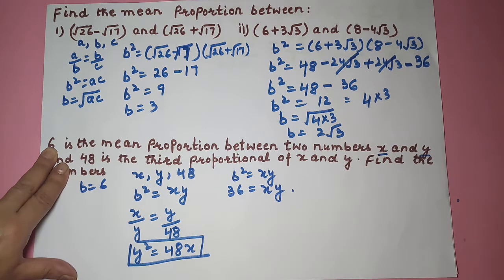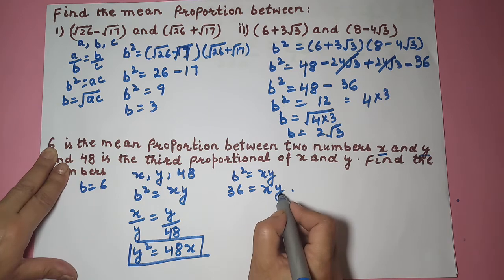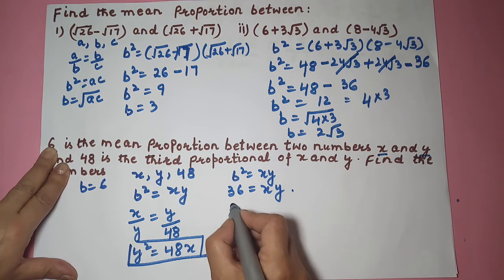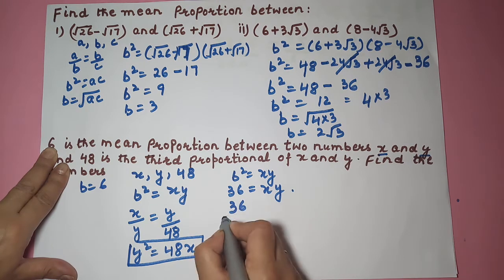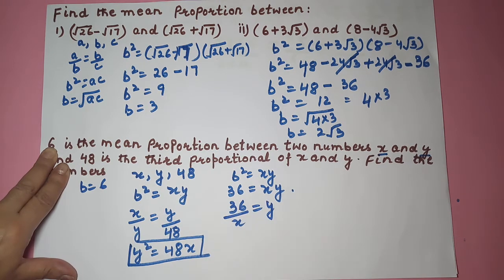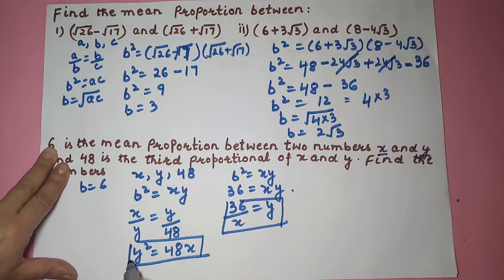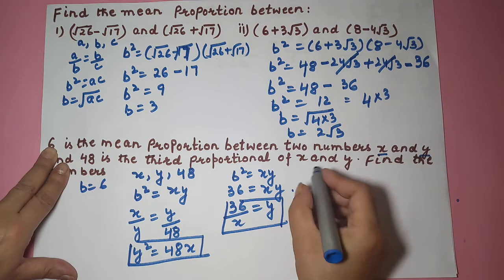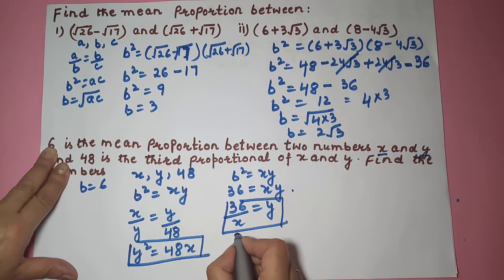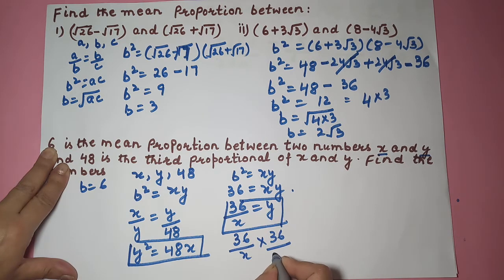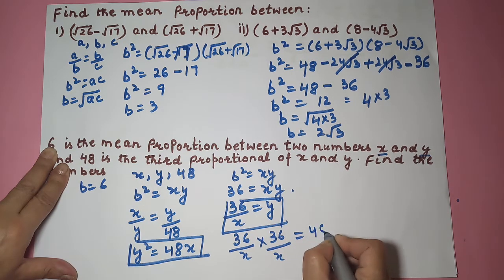Since b is given 6, b square is equal to xy becomes 36 equal to xy. Fine. So I will substitute one of the values, maybe x or y. I will take the value of y from here: 36 upon x equal to y. I got the value of y. Now I'll substitute this value here. So what will I get? 36 upon x into 36 upon x is equal to 48x.